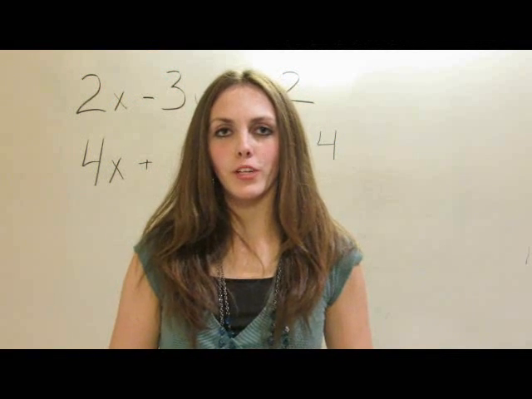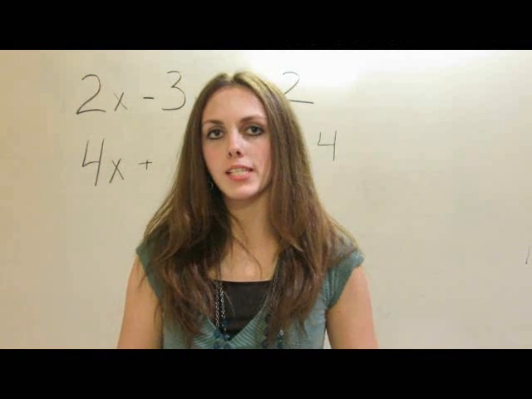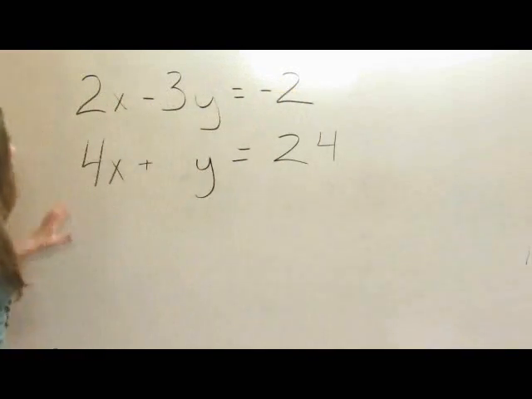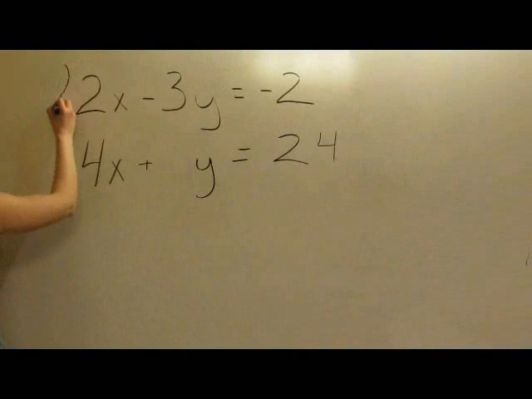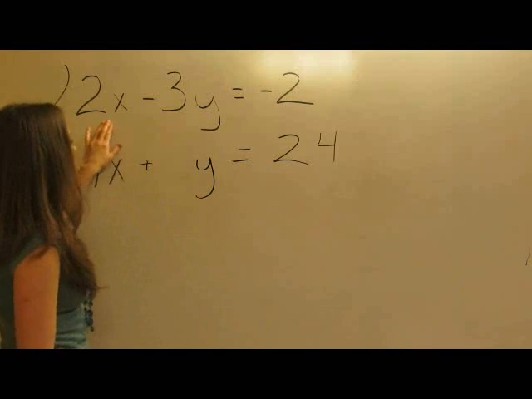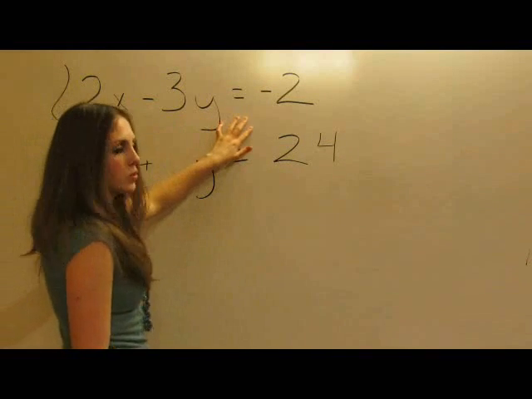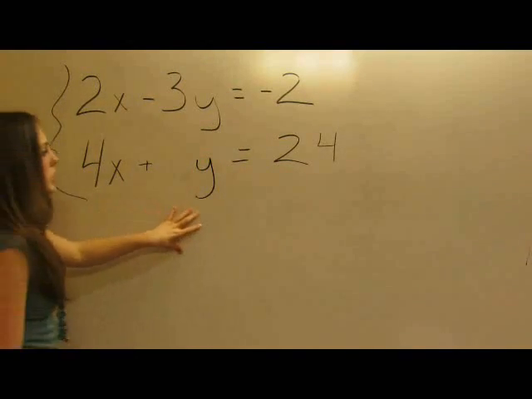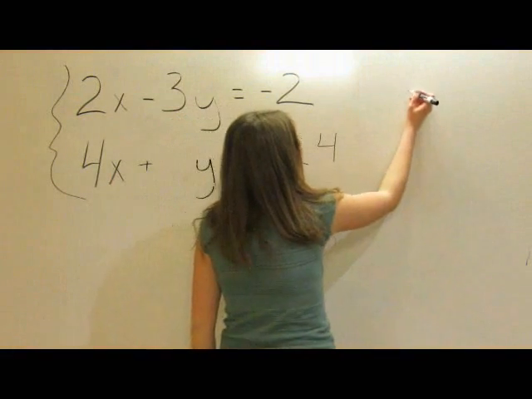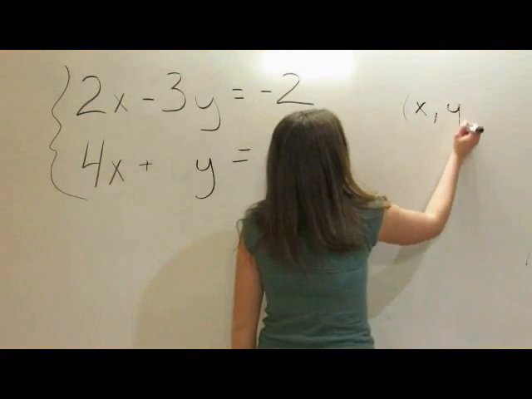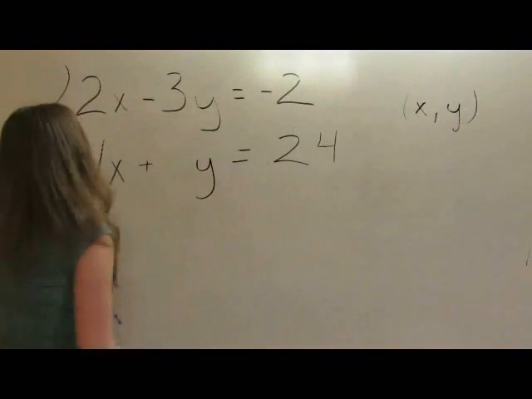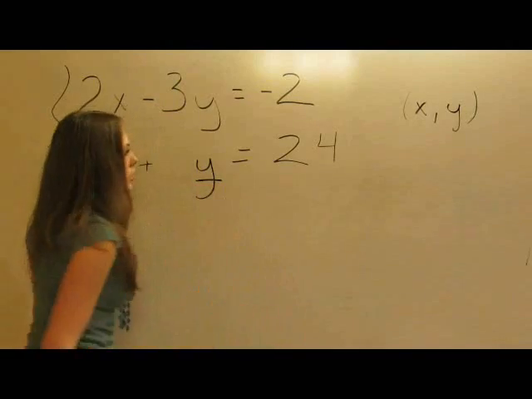Kristen, and in this tutorial video, we're going to be working with solving a system of equations for both x and y. Now you can see that behind me I have written a couple of equations, and we're going to be working with these two for this entire video. We have 2x minus 3y equals negative 2, and 4x plus y equals 24. Once we've solved this, our solution will be a point, written as x, y. That means that we have to solve for both the x and the y variable.